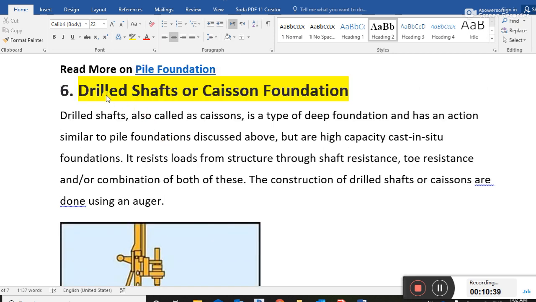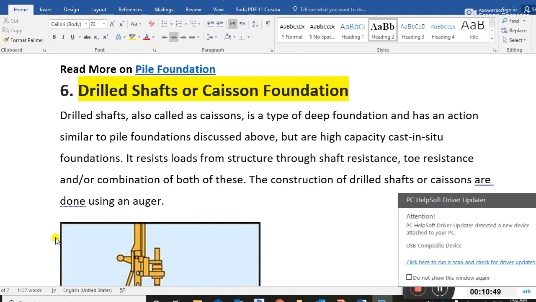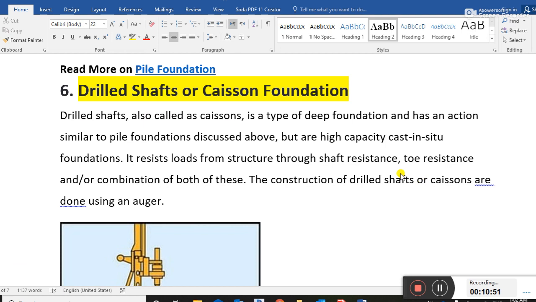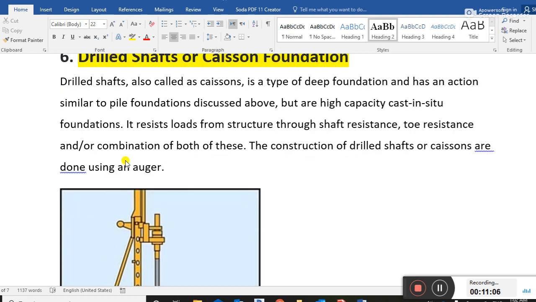Guys, drilled shaft or caisson foundation. Drilled shafts are also called caissons. It is a type of deep foundation and has an action similar to the pile foundation discussed above, but it is a high capacity cast in situ foundation. It resists load from the structure through shaft resistance, end bearing resistance, or a combination of both of these.